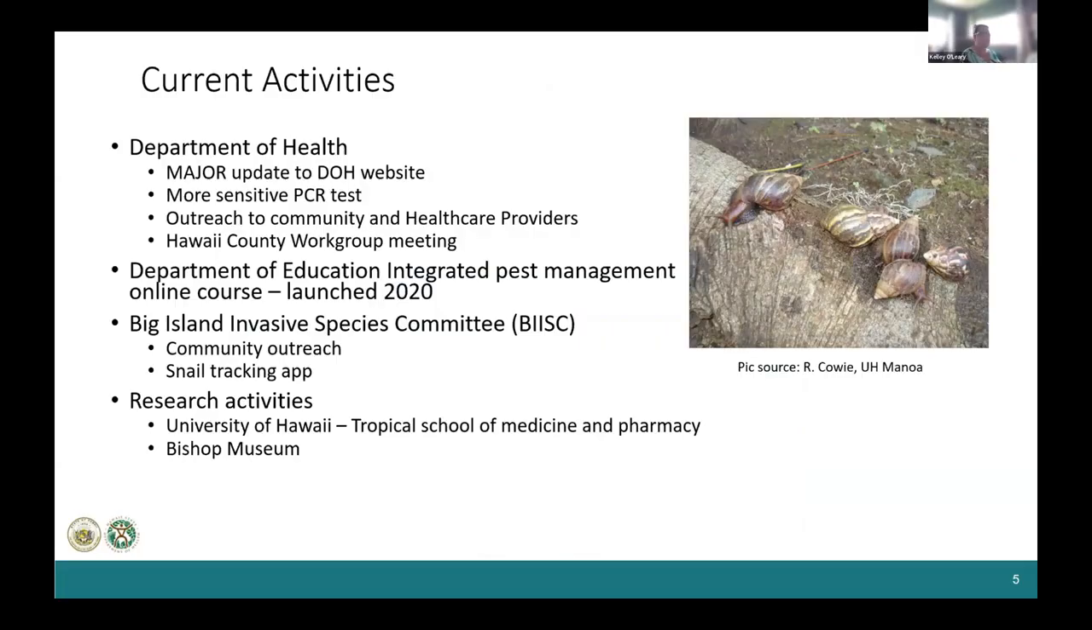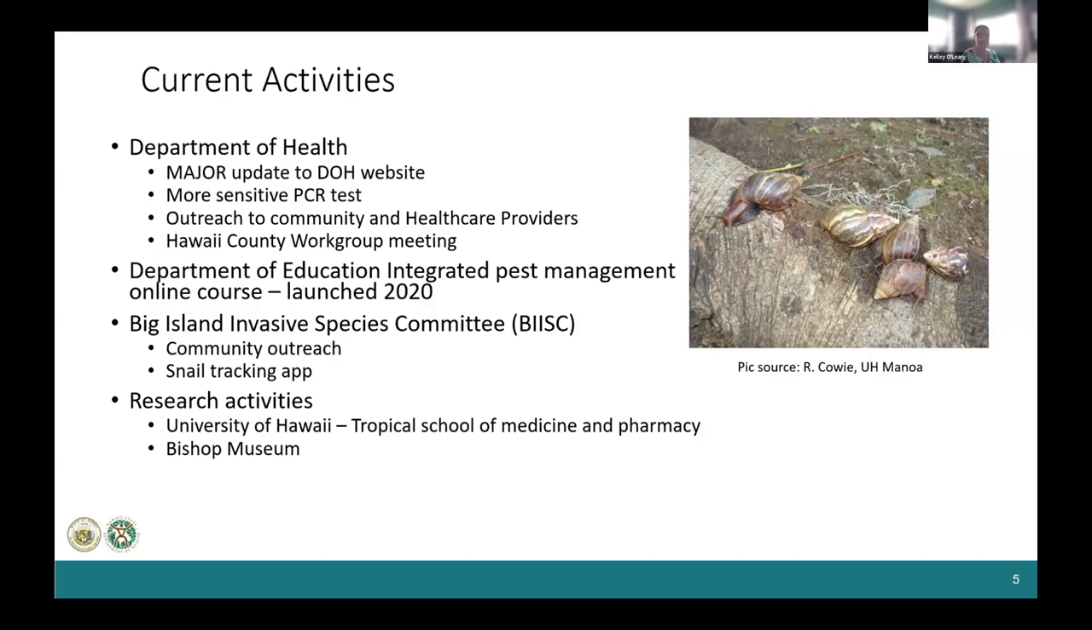So we did a major update to our website last year. So I would really encourage folks to go there. There's a couple things that I want to add, but I think it's pretty well done, pretty thorough compared to what it was. And then we have that more sensitive PCR test, and we're doing that community outreach and outreach to providers. And then our work group meeting, I'm the lead for the outreach. We have also a research group and then a clinical working group.